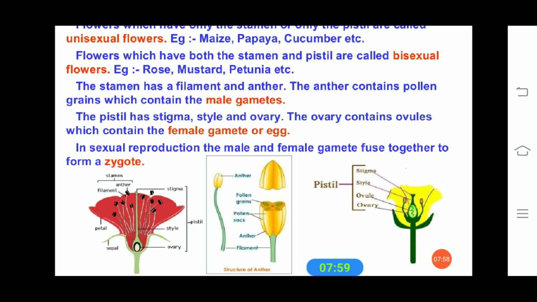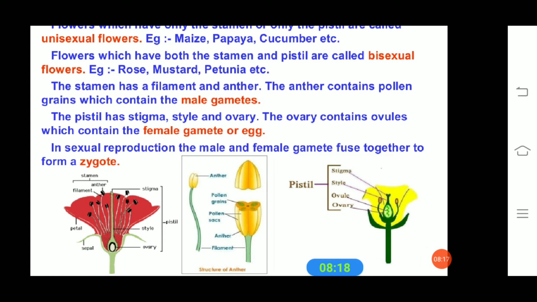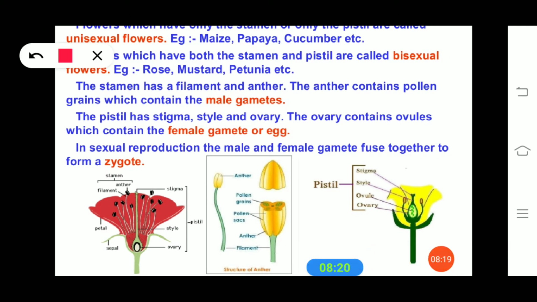Okay, so here in the anther we saw, that is what? Pollen grains. These pollen grains are the male gametes. So where might we see the female gametes, the female cells? That is in the ovule. So here we can see the female gametes, or egg as we call it, in which part of the pistil? That is in the ovule.